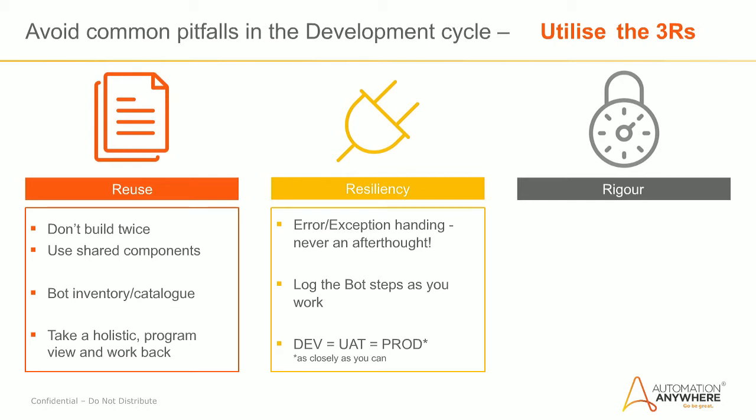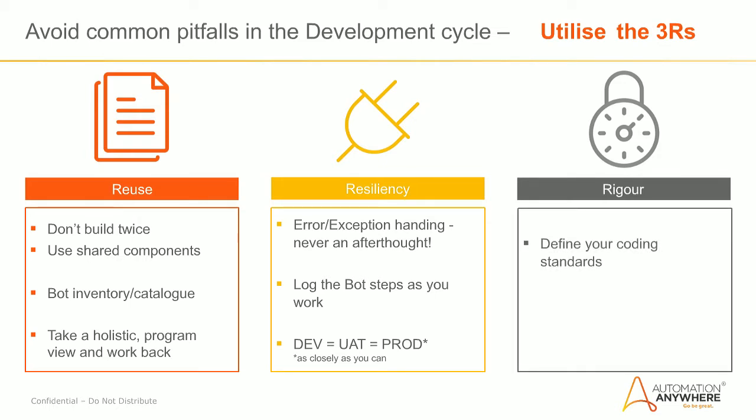Cheers, Will. Yes, so the final R in the 3 R's is rigor, and I think of this as having a tight grip on the development and testing portion of the robotic development lifecycle. So the first thing to utilize to avoid a common pitfall is coding standards.